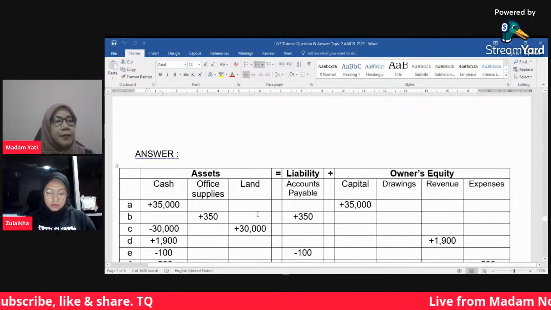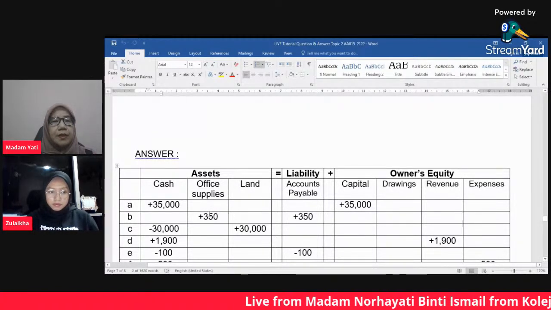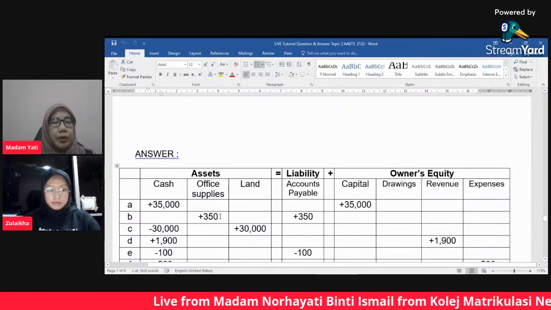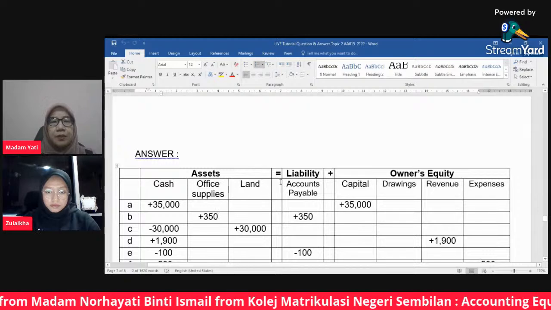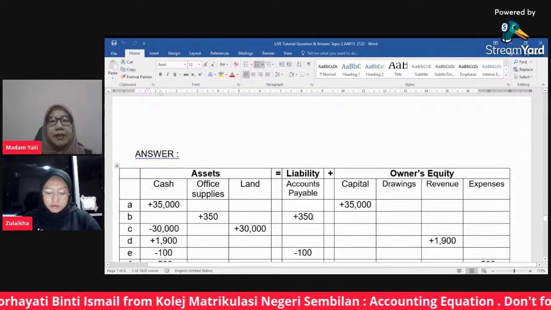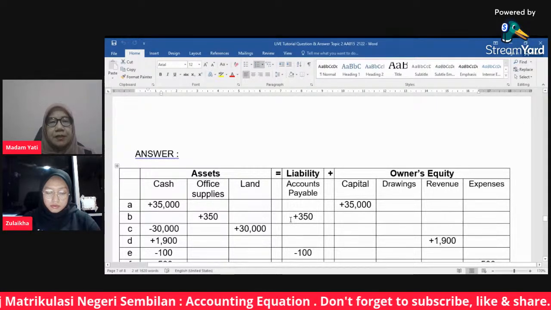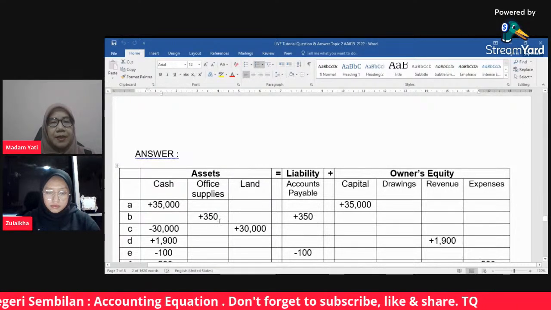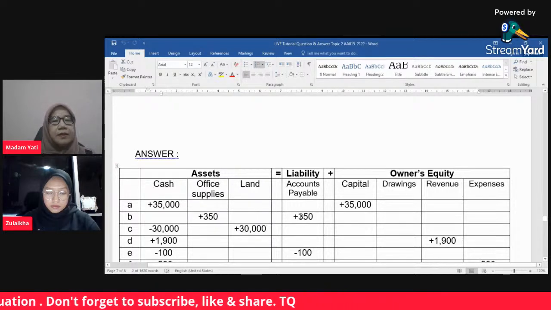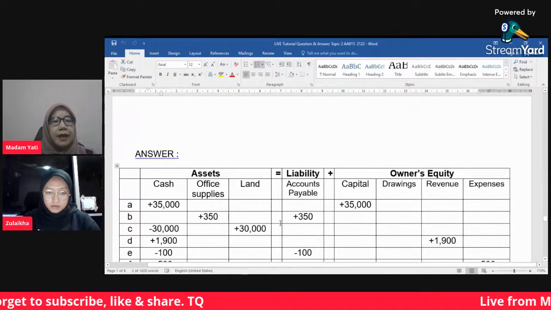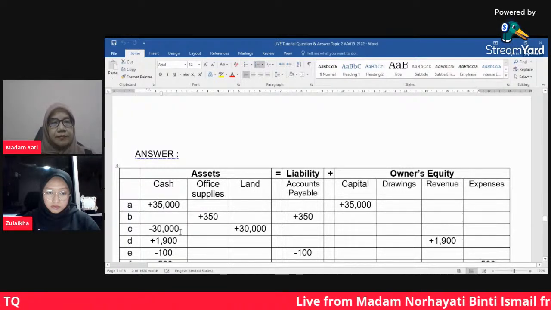Okay, B. Okay, B just now apa? Purchase office supplies. So, kita purchase office supplies on account. So, increase in asset equals to increase in liabilities. So, kita nampak the left side equals to the balance, the right side. So, the balance lah. The balance, left side balance with the right side. So, kita kena record the item in order based on the transaction.